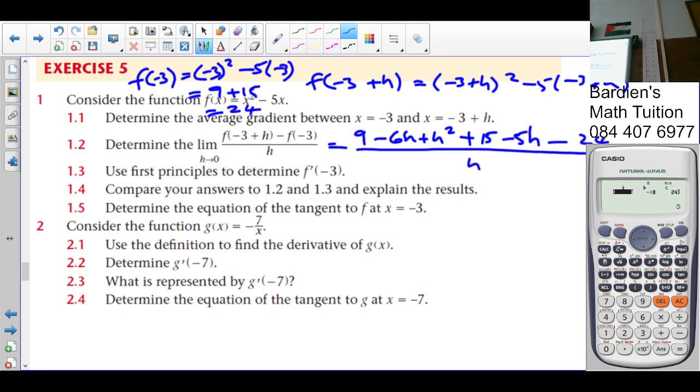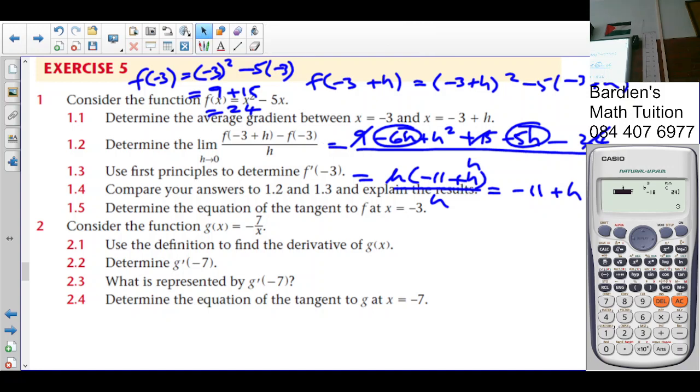over h. Not so? Now 15 plus 9 is 24, minus 24 cancels. This is going to give us -11h. Take out h as a common factor. So it's h times (-11 plus h) over h, which is -11 plus h.